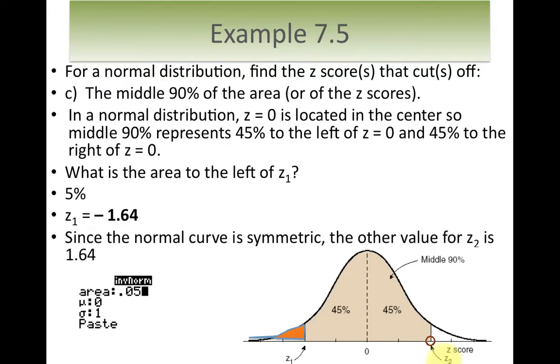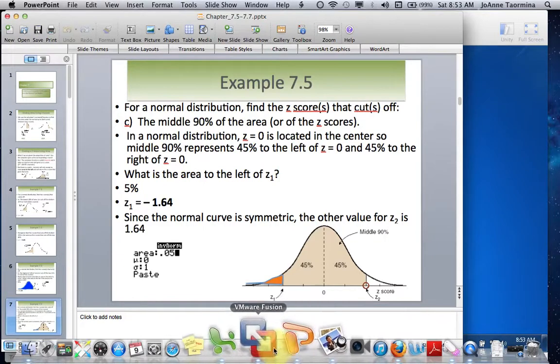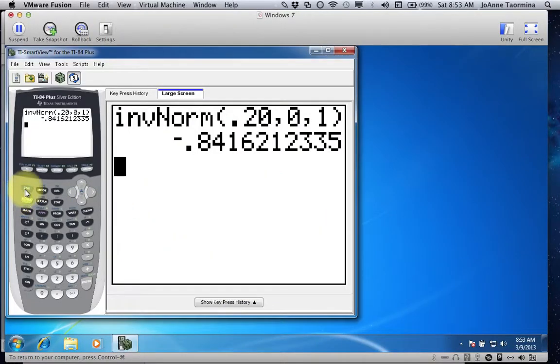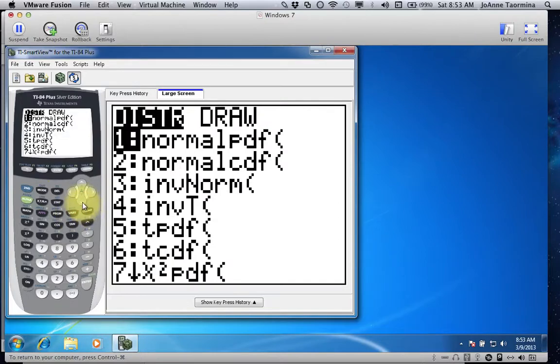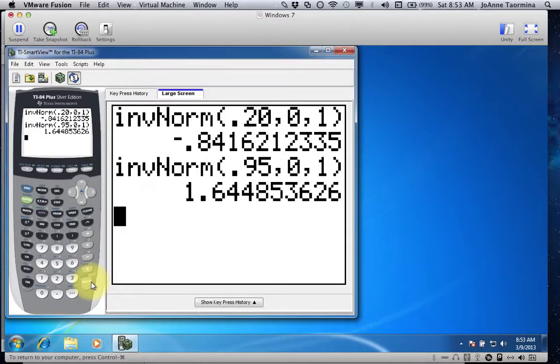But if you want to show how we can do this on the calculator, recognize that z2 has 95% of area on its left. So if you go to the calculator and you put in 0.95 as the area to the left, so we're in invNorm, we're going to put in 0.95 as area to the left. Mu stays at 0, sigma 1, paste. We get a positive 1.64.